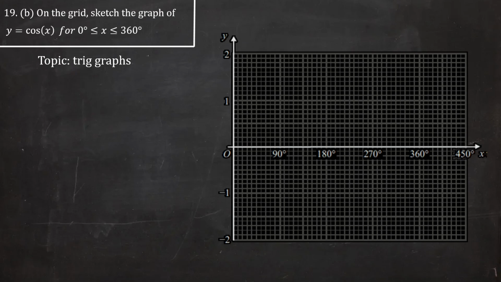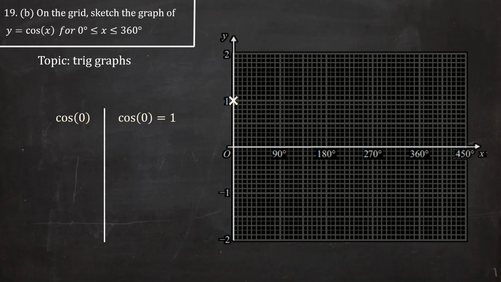Next, on the grid, sketch the graph for y equals cos x between 0 and 360. To draw a trig graph, you should kind of memorize them, but there's a trick if you don't have them by heart. First, it's the cos graph, so let's find cos 0. It's non-calc, but try to remember the table. Cos 0 is 1, so we're going to put that on the graph.